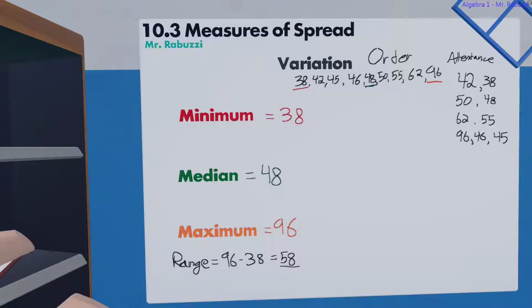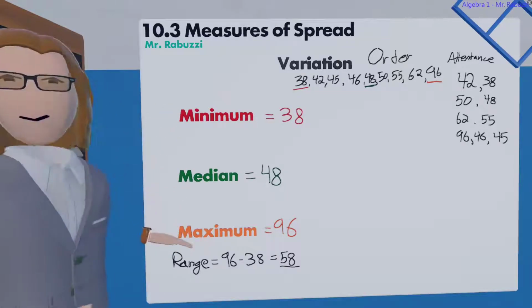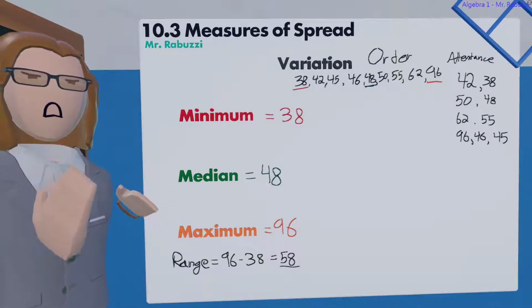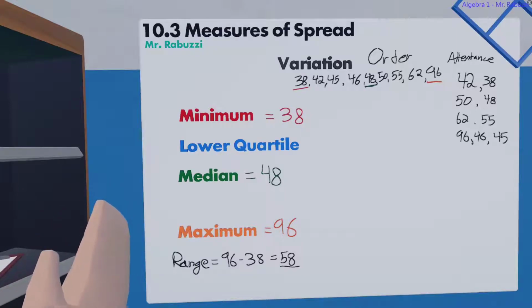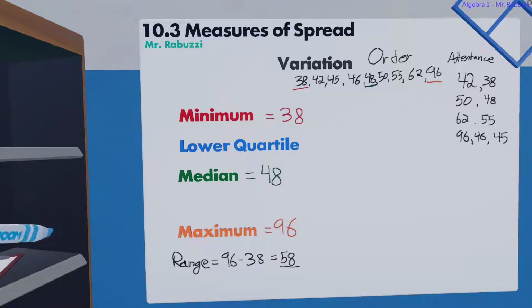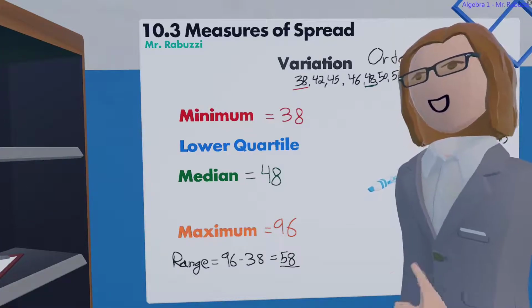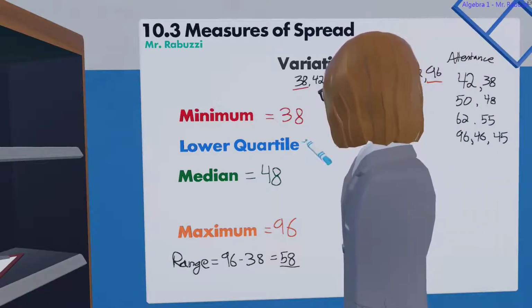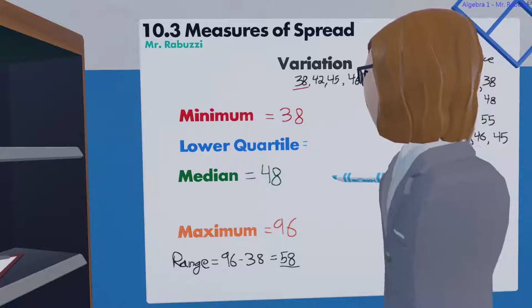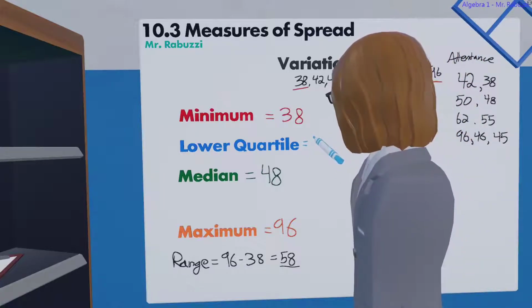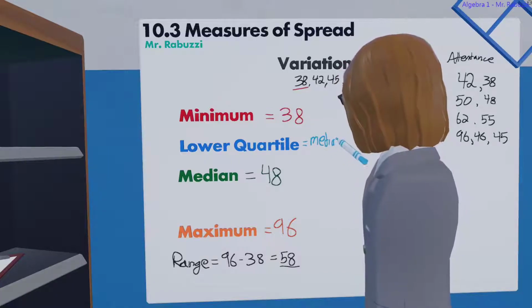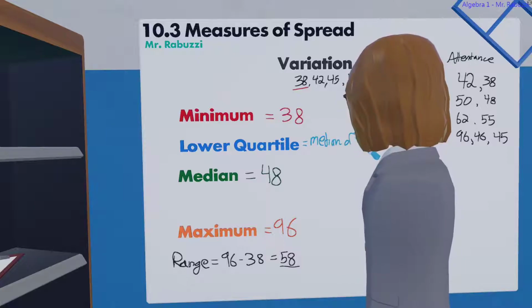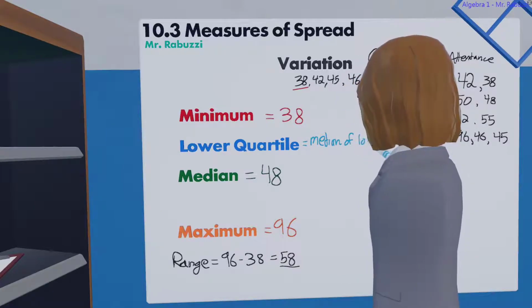Okay, once we have these three, the minimum, the median, and the maximum, there's two new things we want to find out. One of them is called the lower quartile. This is the number that tells us the bottom quarter of all the numbers. Okay? So how do we find this? What we need to do is the median of the lower half.